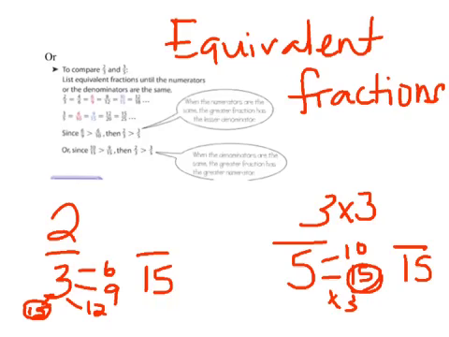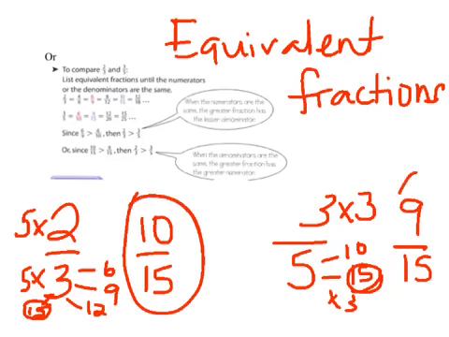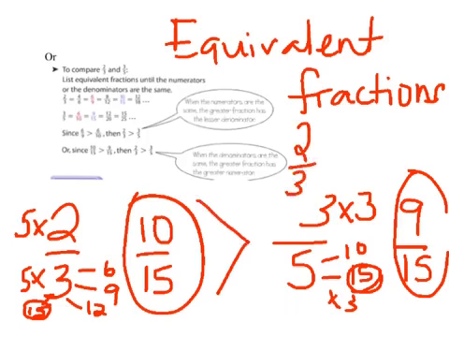So 3 times 3, use your multiplication table if you need to, is 9. 5 was what we had to multiply by here to get 3 times 5 to equal 15. What we do to the bottom, we also have to do to the top, so we're going to times by 5 here. 5 times 2 is 10. Now we can easily compare these two fractions, and we know this one is the larger fraction. So when we go back to 2/3 and 3/5, 2/3 is the larger fraction.